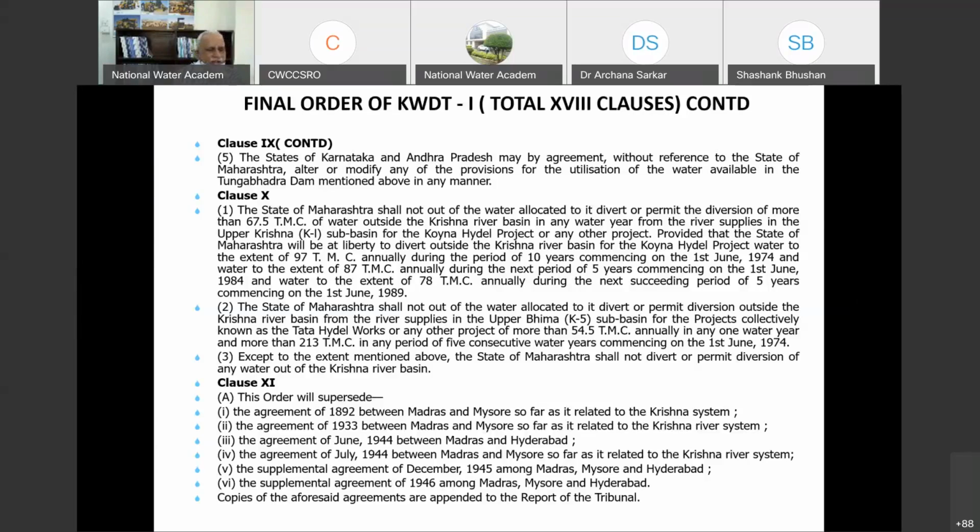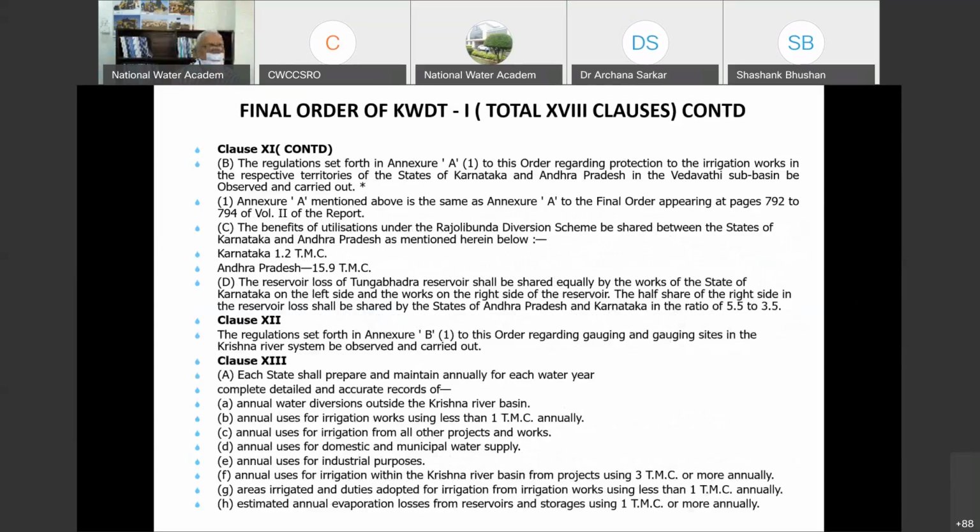Then by clause 11, the tribunal has directed that all the previous agreements, that is the 1892 agreement, 1933 agreement, 1944 agreement, 1945 agreement, 1946 agreements, all these stand superseded by these orders. The tribunal has suggested by order 12 gauging sites and systematic gauging of the Krishna River.